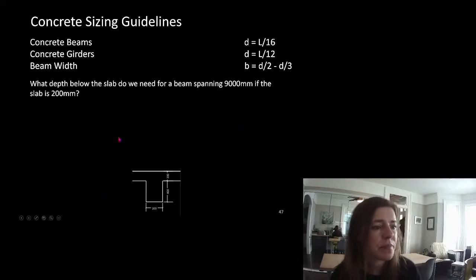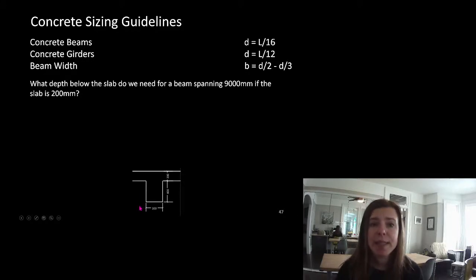Okay. All right, so concrete sizing guidelines, we have them written here. What depth below the slab do we need for a beam spanning 9 meters if the slab is 200? So we need to figure out what the total depth of the beam is, and then they've asked us how much depth below the slab there is.